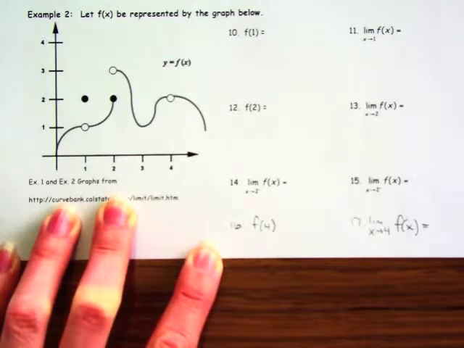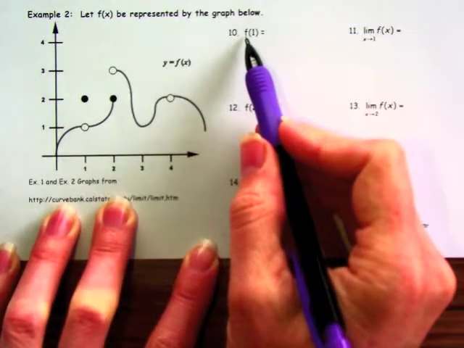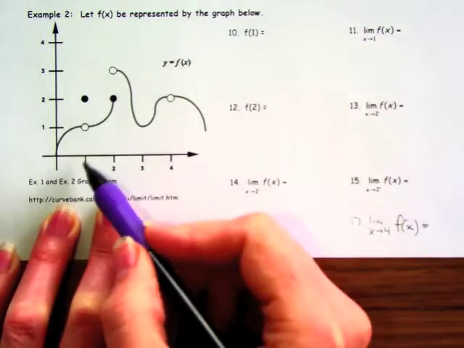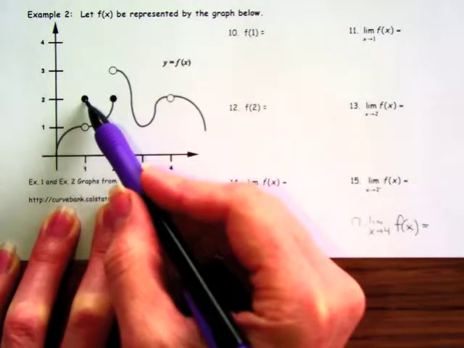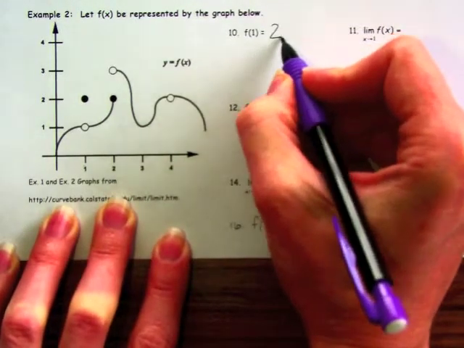Okay, hopefully we've completed these problems. Looking at number 10, it asks us to find the value of the function at 1. So we look at 1, and above 1 we see an open circle, which tells us the value is not there. Instead, it's up here at this closed circle, giving it a value of 2.